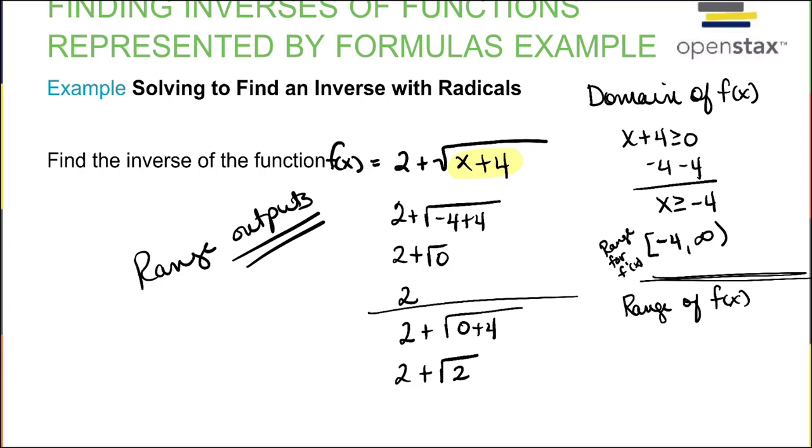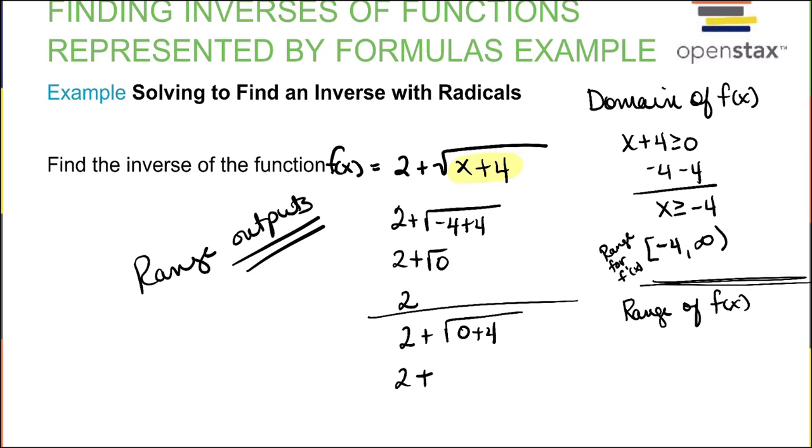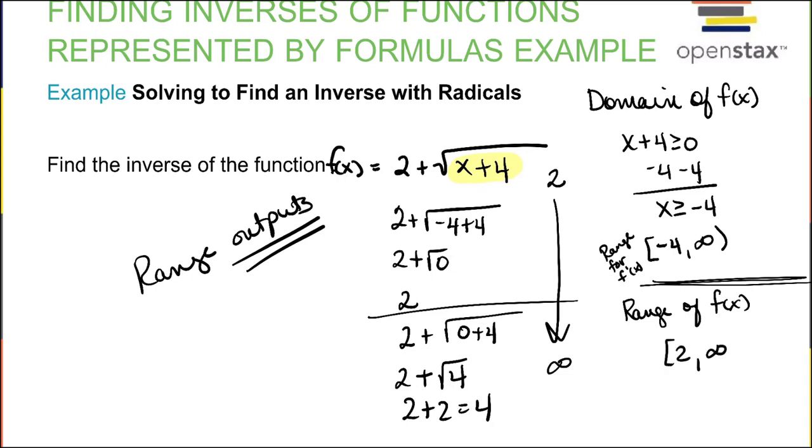Oops, I'm writing this wrong. I said it right, wrote it wrong. So there we go. Okay, so what's happening is our numbers are going up from 2 up to infinity. So our range is from 2, because that's the smallest possible answer you could get, up to infinity.